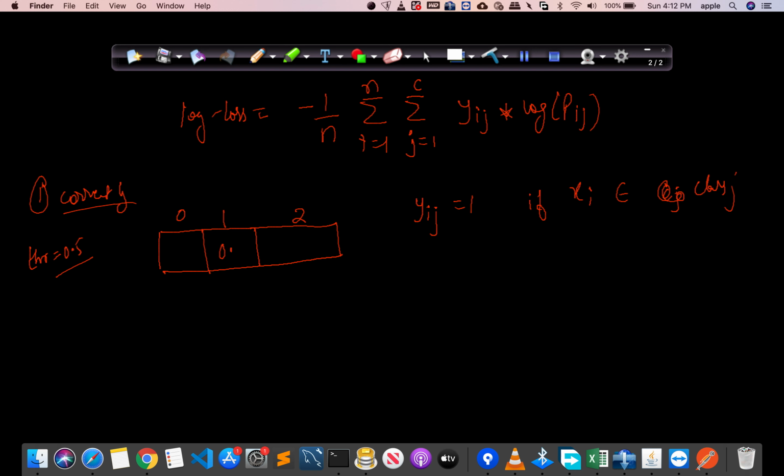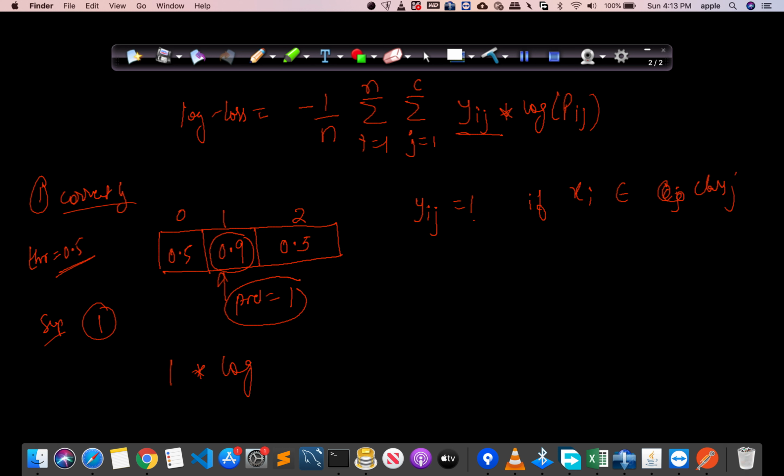Suppose the probability of this one is 0.9, and this one is 0.5, and this one is 0.5. Our model will say that our point belongs to class 1 because the probability 0.9 is greater than 0.5. Hence, the predicted class is 1. Now suppose the actual class is also 1. Then instead of y_ij, we will place 1 because our point belongs to class 1, and the predicted is also class 1. This is multiplied by log p_ij, and p_ij is 0.9.